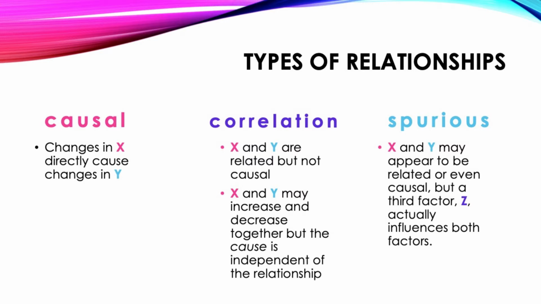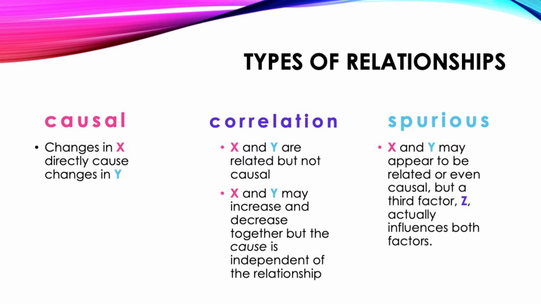Correlation is much different than causality. And really what correlation means is exactly what it sounds like. X might not cause Y, but X and Y are probably really closely related. They're probably just really correlated. So X and Y may increase and decrease together, but the cause is independent of the relationship. We'll walk through some examples in just a moment, so don't worry. Just remember, causality means we're talking about X causing Y. Correlation just means X and Y are related.